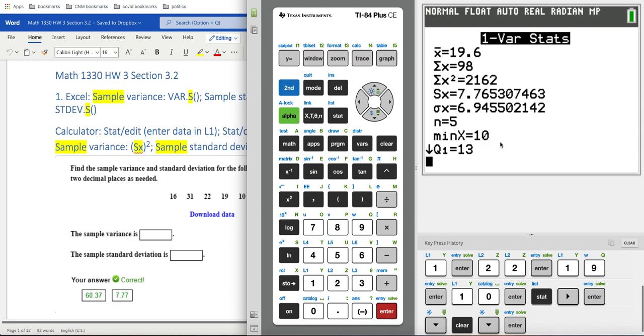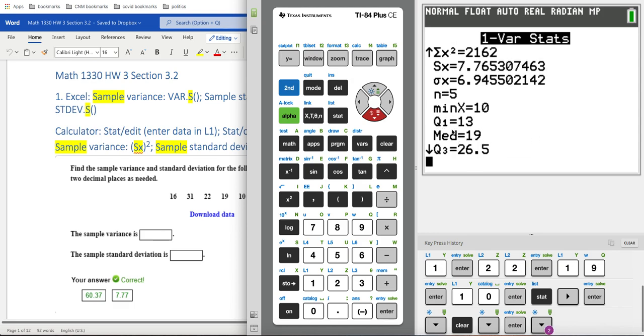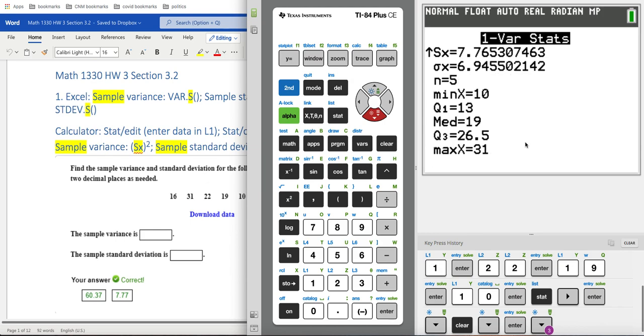And then whenever there's an arrow there, that means you can arrow down and there's more data here. So if you're looking for median, that's right here. It's 19. In some of the future chapters, you're going to need Q1 and Q3. Those both show up here as well. So those are the ones that you'll be using from this one var stats function.